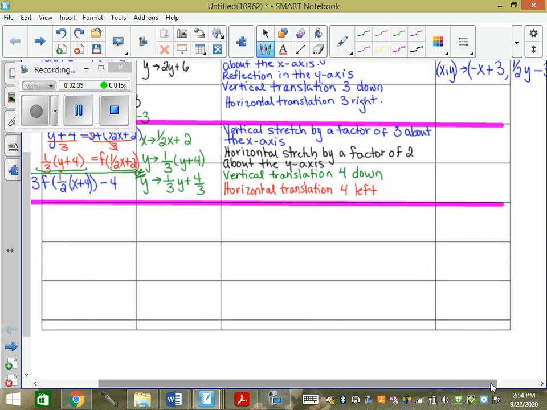And then mapping and words are the same. So x, y becomes, if I'm vertically stretching by 3, my y is being multiplied by 3. If I'm horizontally stretching by 2, my x is being multiplied by 2. I have no reflections, so they're staying positive. Vertical translation 4 down, I'm going to subtract 4. Horizontal translation 4 left, I'm going to subtract 4. You're literally just representing the same thing in a different way. Right?